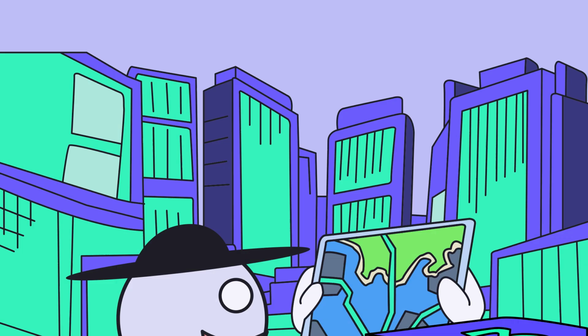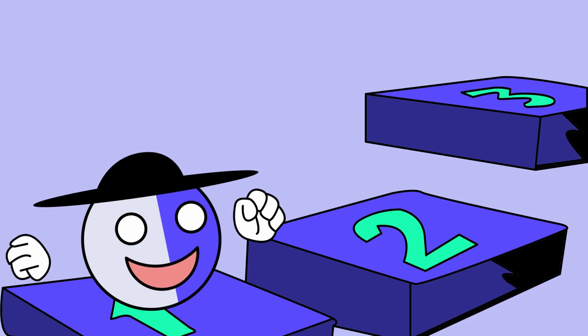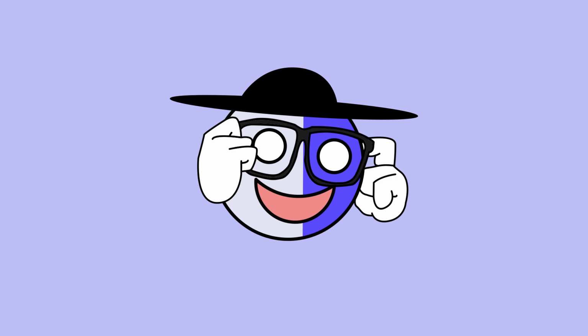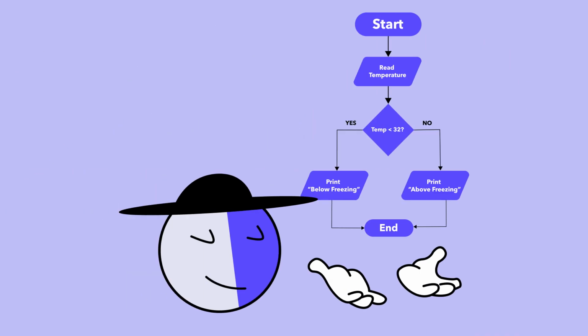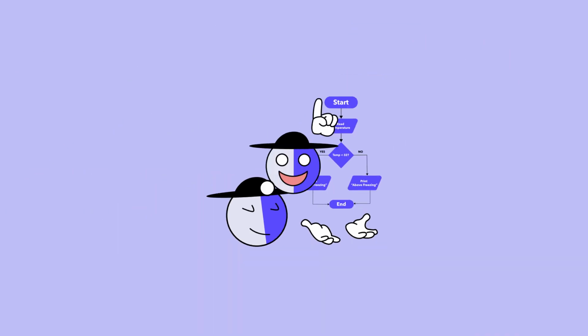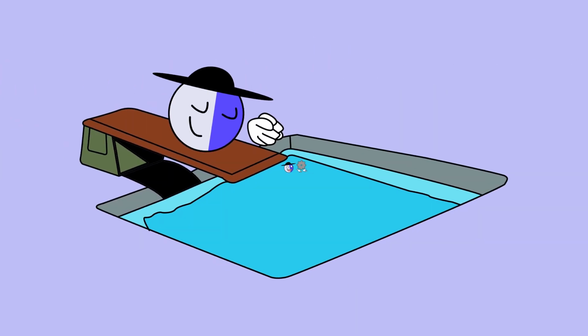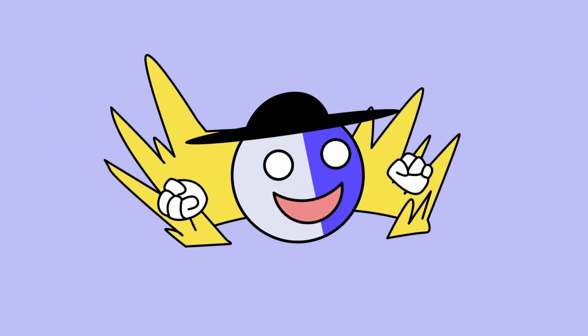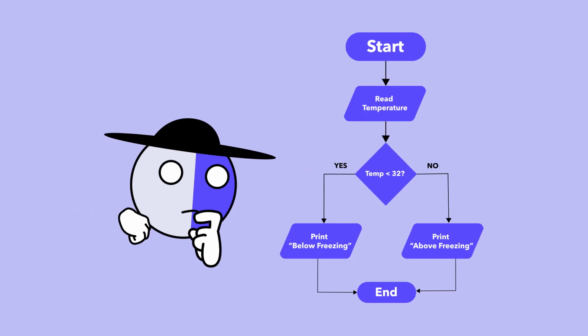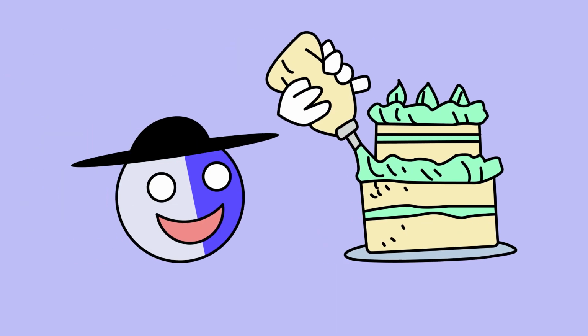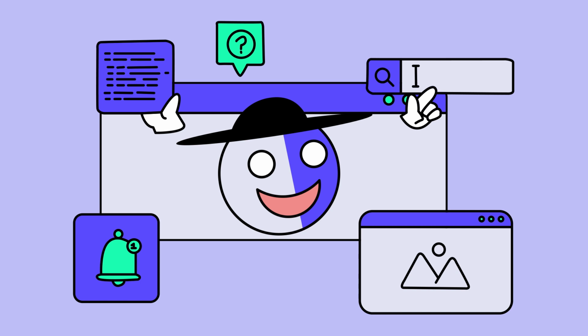Imagine a visual map that guides you through each step, making things clear and easy to follow. That's the power of a flowchart. Today, we'll dive into this useful tool that can transform how you explain and understand processes, from baking a cake to designing a website.